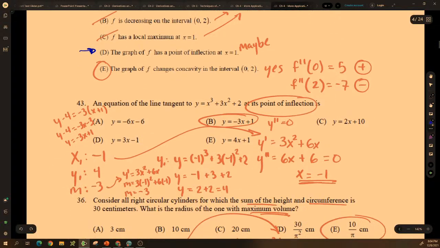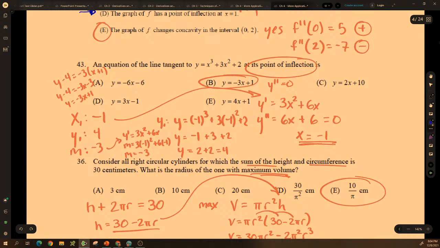Next up, 43, an equation of the line tangent to y equals x cubed plus 3x squared at its point of inflection. So a lot of times they give you like at x equals 5 or at x equals 6 or at whatever. This time they didn't do that. They said at its point of inflection. So where do we get an inflection point? When y double prime equals 0. So I'm going to start off with kind of a blank x1, y1, and m. We don't know any of them. But I know that they want it at its point of inflection.